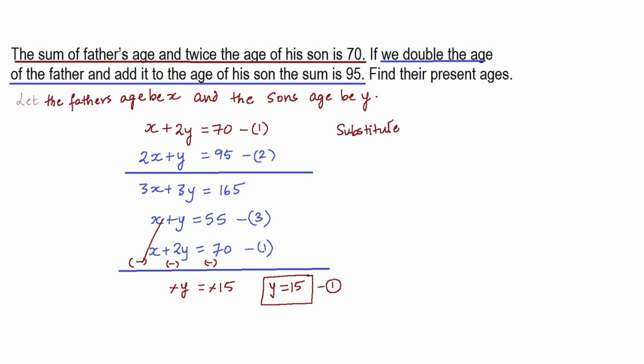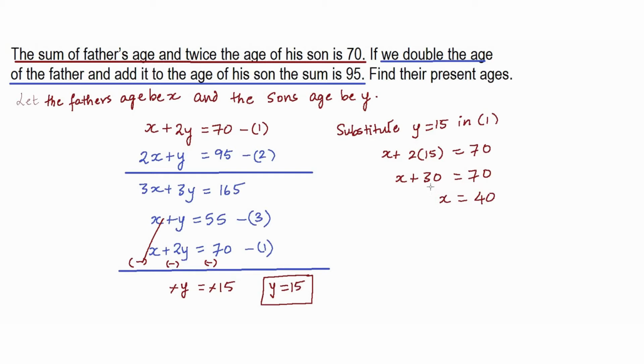Okay, let's not mark this as 1 because we already have a different equation marked as 1. So y is equal to 15. Let's substitute y equals 15 in, say, the first equation. So what we get is x plus 2 times 15 is equal to 70, which means x plus 30 is equal to 70, or x is equal to 40.